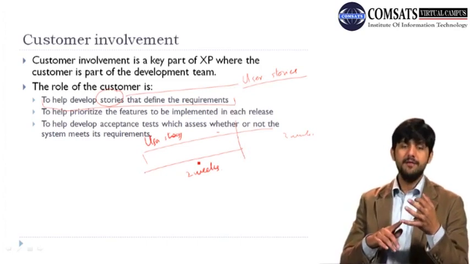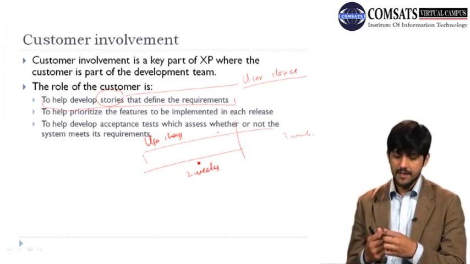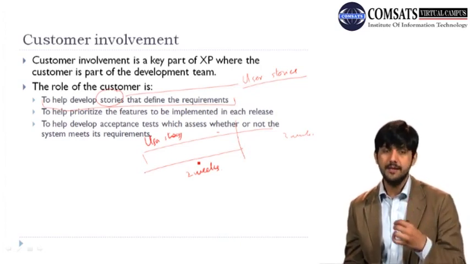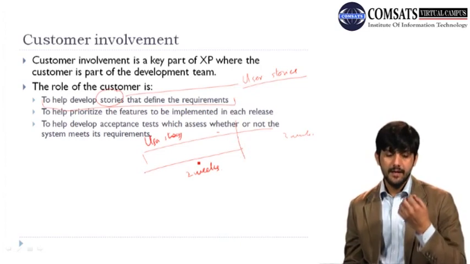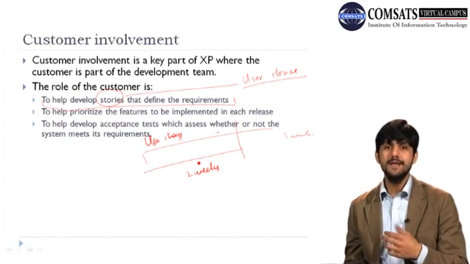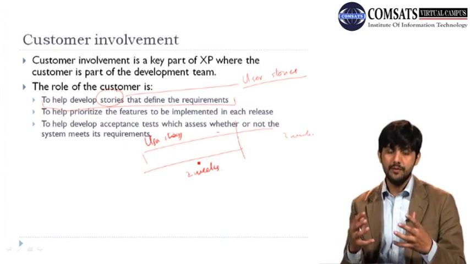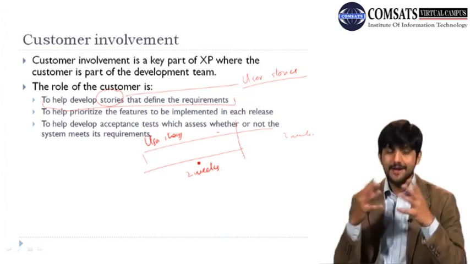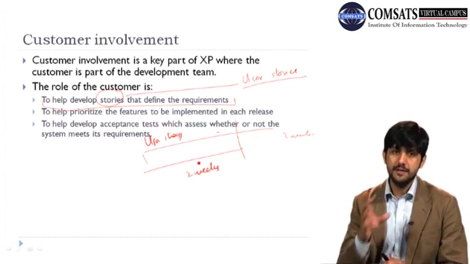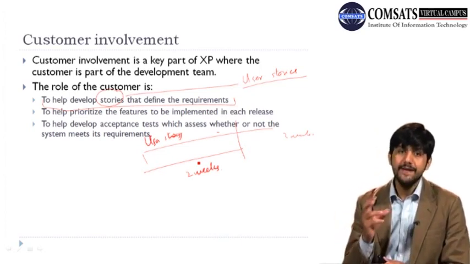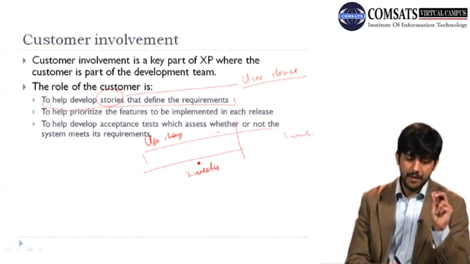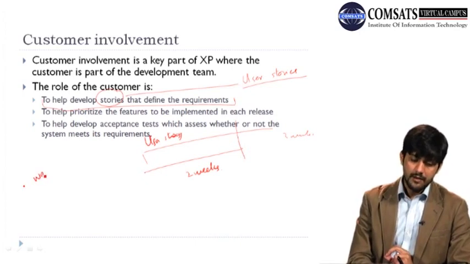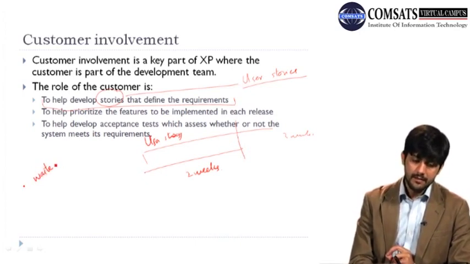So customer role is very important in agile. First of all, it helps define or develop those user stories. Secondly, the customer helps in prioritizing the features that you are going to implement in a certain iteration. And third, the customer helps in developing those acceptance tests against which it will be assessed whether the build that you have made, or your current release, meets the requirements or the feature that the customer actually wanted.